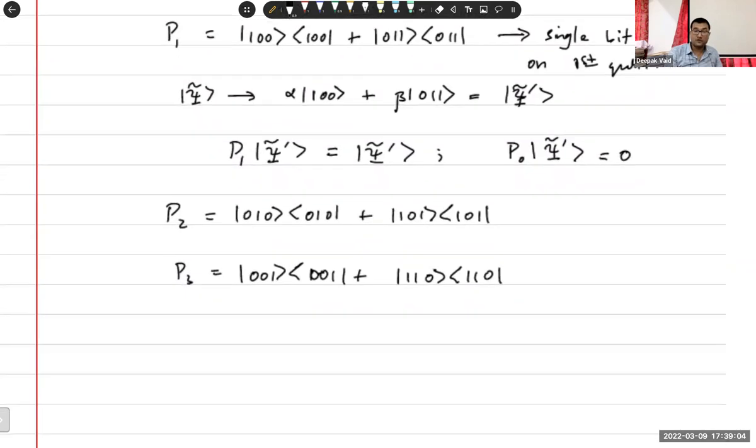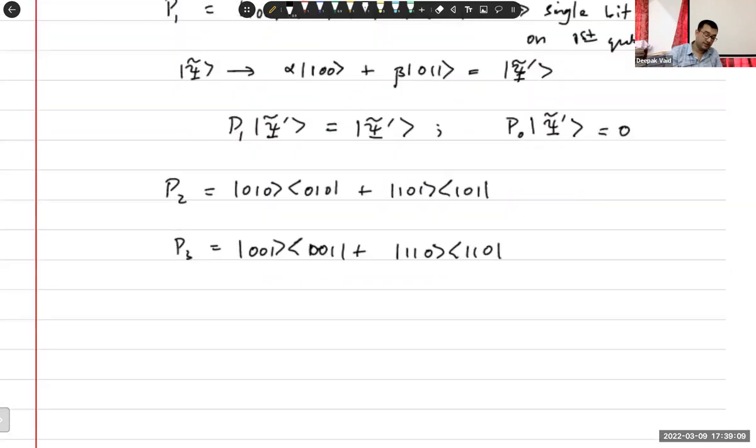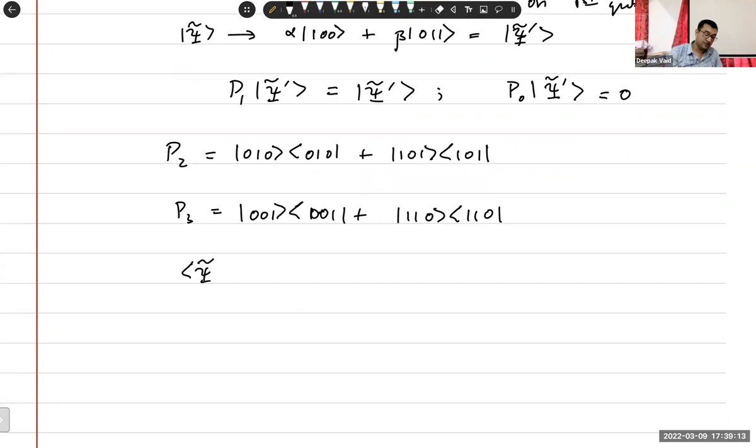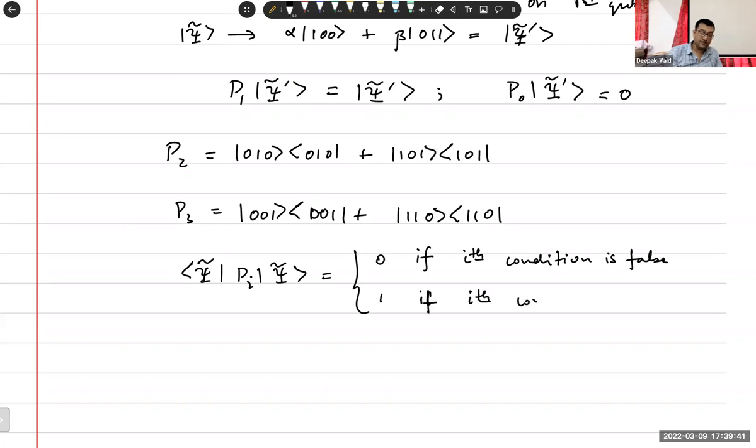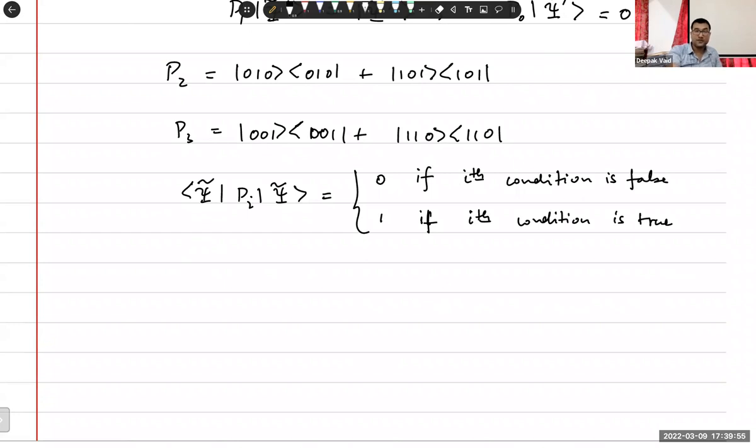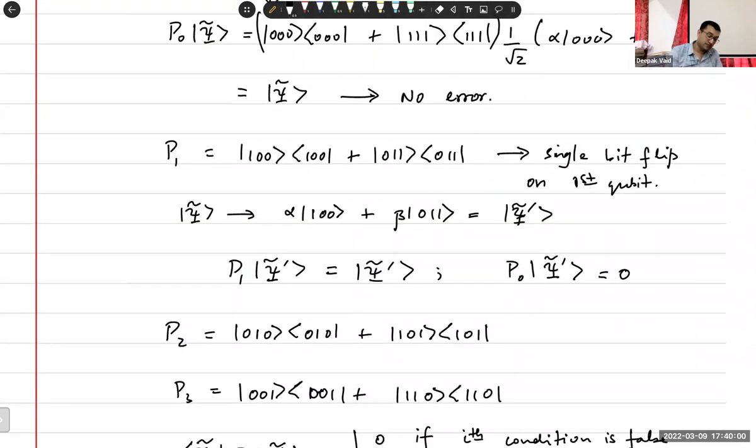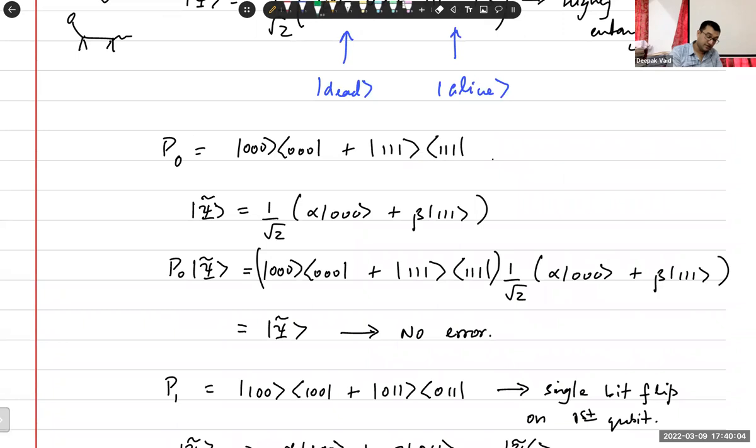Okay. Now, if you measure your state, right, you will get zero if the ith condition is false, right? Ith condition means i goes from 0, 1, 2, 3, right? And 1 if it is true. The ith condition is referring to these projectors. So each projector corresponds to a condition that there has been a bit flip, right? So this is called syndrome measurement, okay? Or syndrome diagnosis.